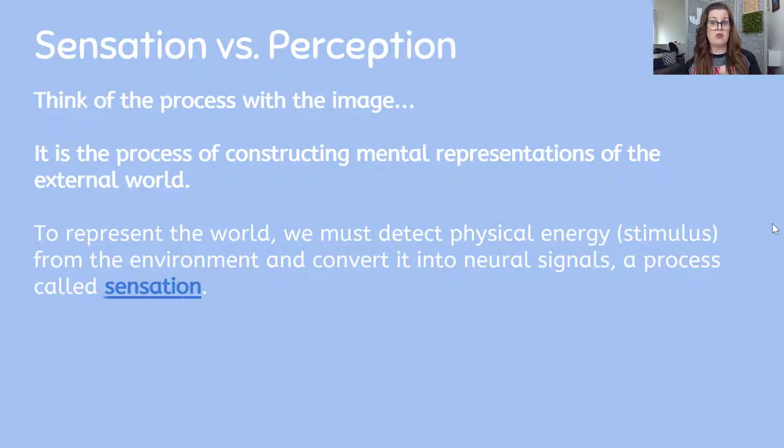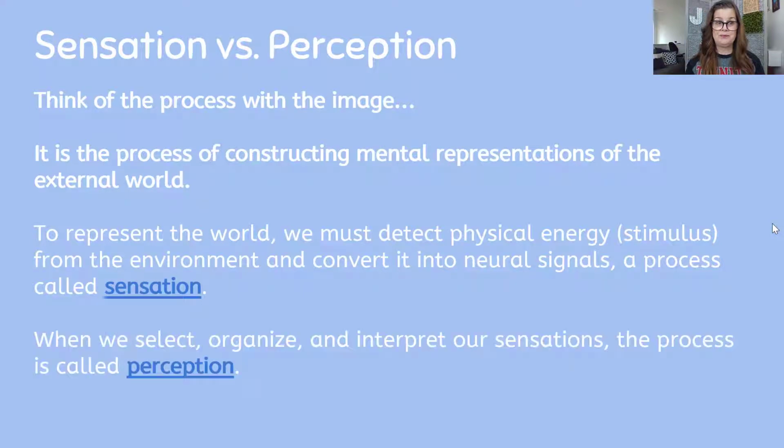To represent the world, we have to have some type of physical energy, and that is a stimulus. So we take in and detect a stimulus from the environment, and then we convert it into neurosignals. We take in that stimulus using our senses. So what we see, what we hear, what we smell, what we taste, what we feel, we take that information in, and then our brain converts it into neurosignals. And this is the process that we call sensation.